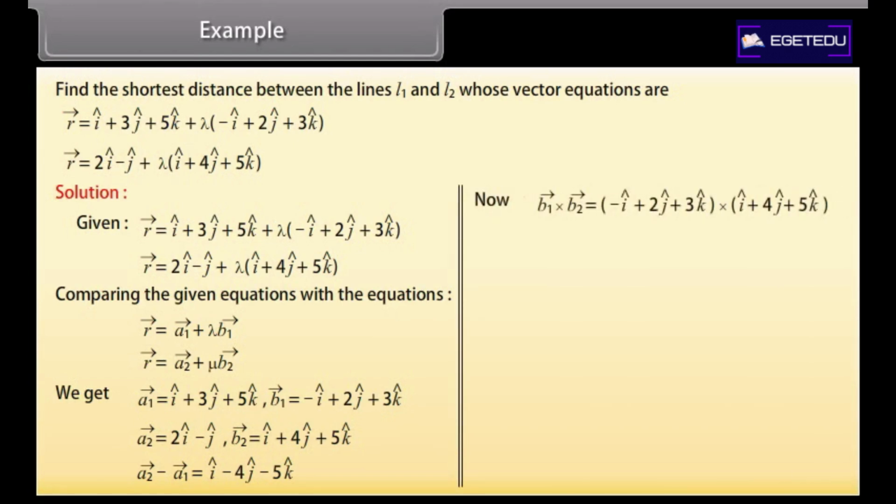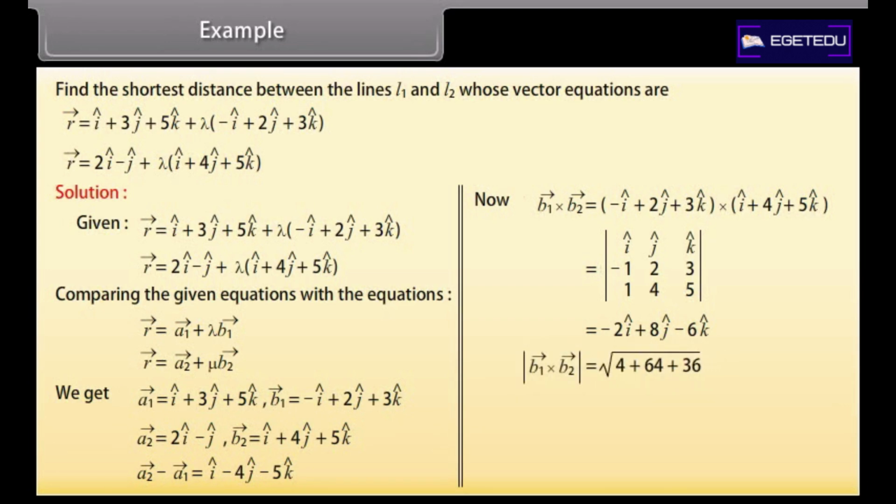Now, cross product of vector b1 and vector b2, which is minus i cap plus 2 j cap plus 3 k cap cross i cap plus 4 j cap plus 5 k cap, equals the determinant, row-wise, first row i cap, j cap, k cap, second row minus 1, 2, 3, third row 1, 4, 5, equals minus 2 i cap plus 8 j cap minus 6 k cap.